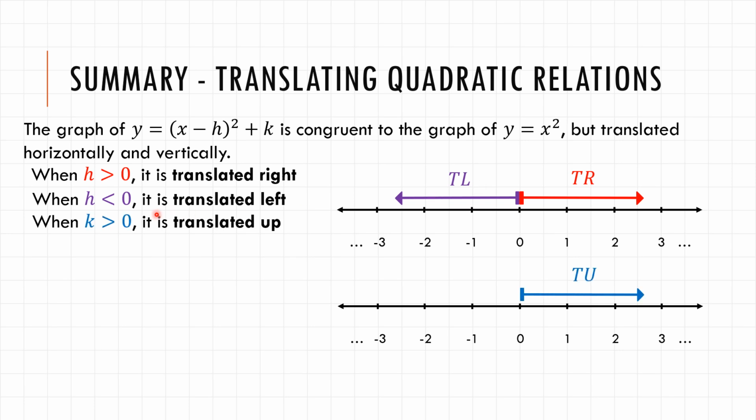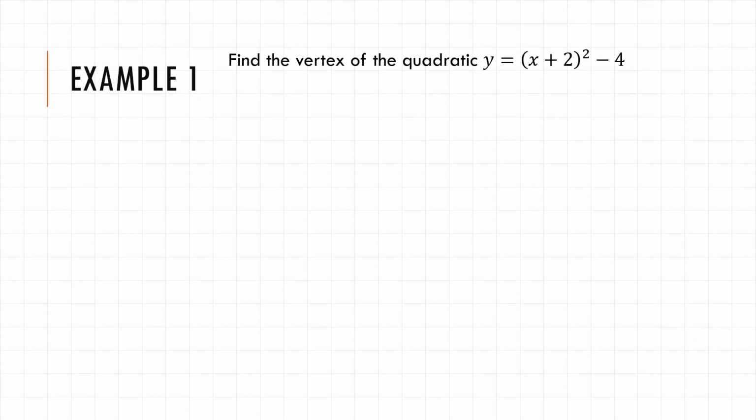When k was greater than 0, when k was a positive number, the parabola is translated up. And when k was negative, the parabola translated down. So these are the 4 different ways to translate a parabola: up, down, left, and right. And they all depend on the values h and k. Let's look at that in action. Let's look at 2 examples here.